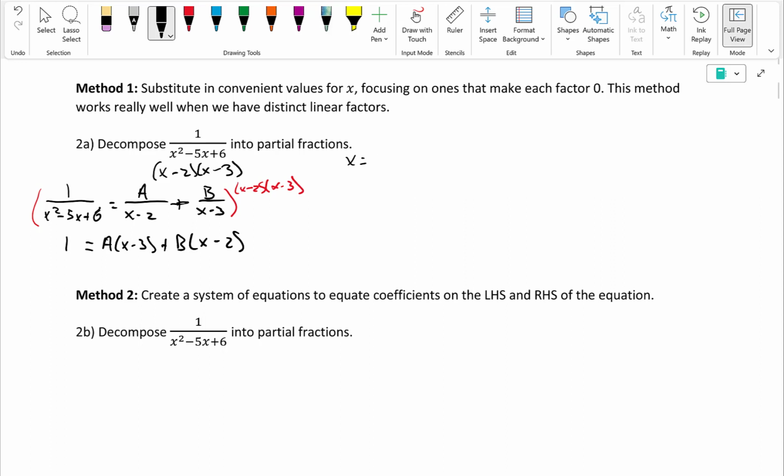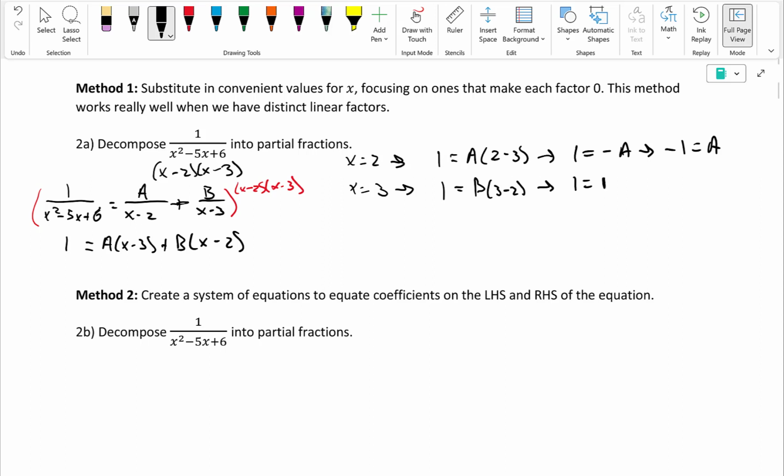So if I take x to equal 2, on the left side there's nowhere to plug anything in, so it's just 1. On the right side, when I plug 2 in, the B times 2 minus 2 is going to go to 0, and I'll be left with an A times 2 minus 3, right, which gives me 1 equals minus A, or A equals minus 1. And then if we take x to be 3, and we sub in, left side again is just 1. For the right side, the 3 minus 3 is 0 times A now. So we get B times 3 minus 2, or 1 equals B.